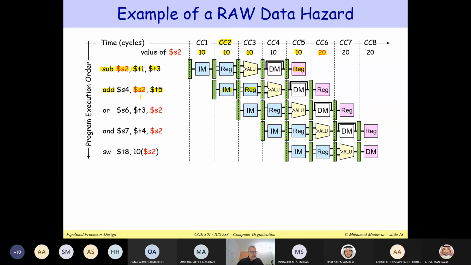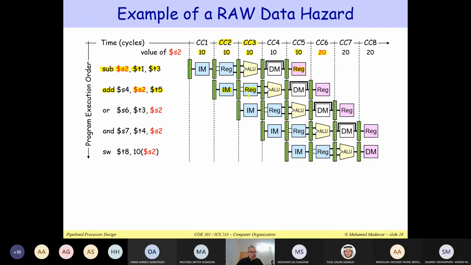The problem is with S2. The add instruction depends on the subtract, and it wants to read S2. Because it is reading S2 at clock cycle number 3, it is reading it before it has been written. Remember that we write back into the register file in the last stage of the pipeline. But we are reading the registers here, for example S2, at clock cycle number 3.